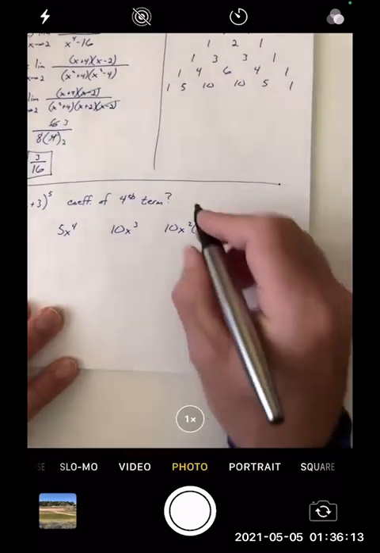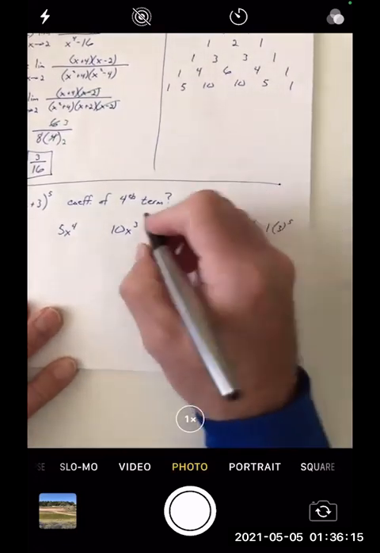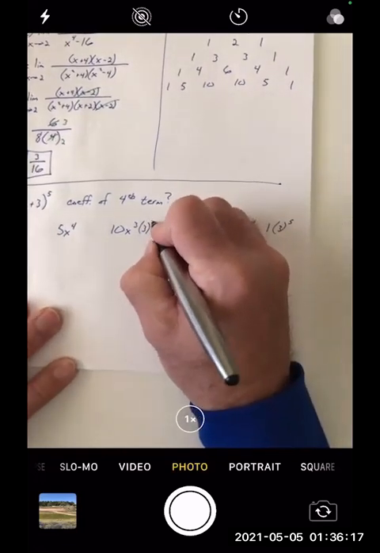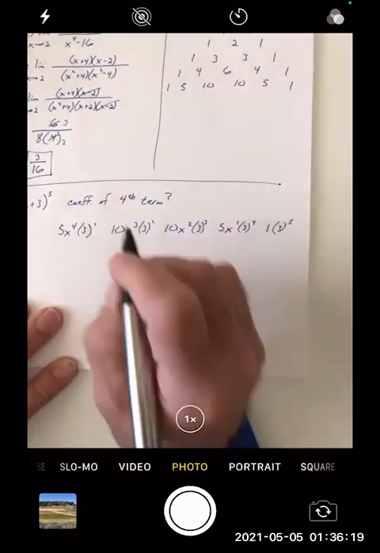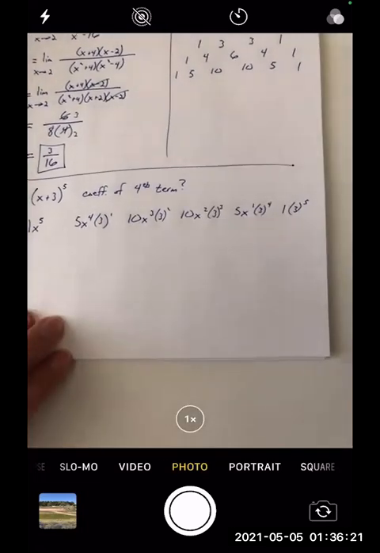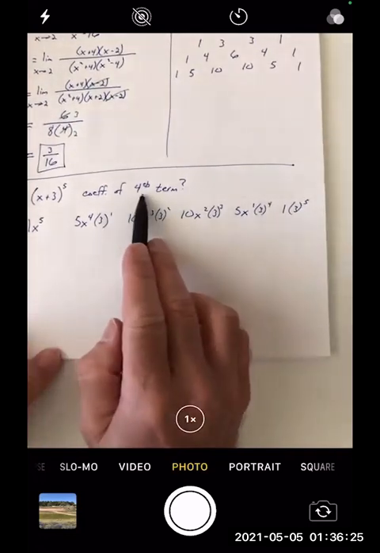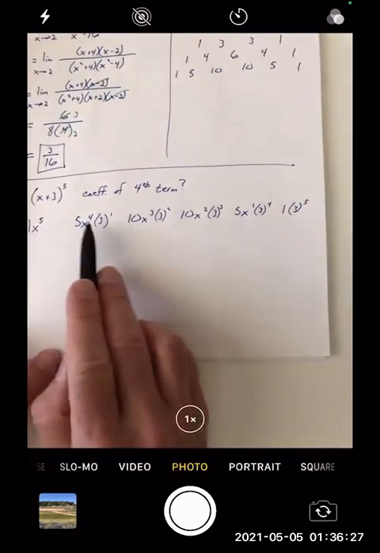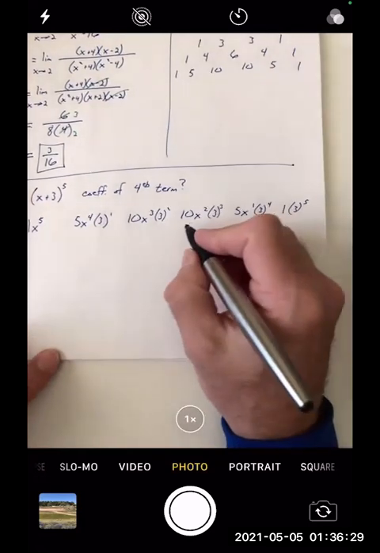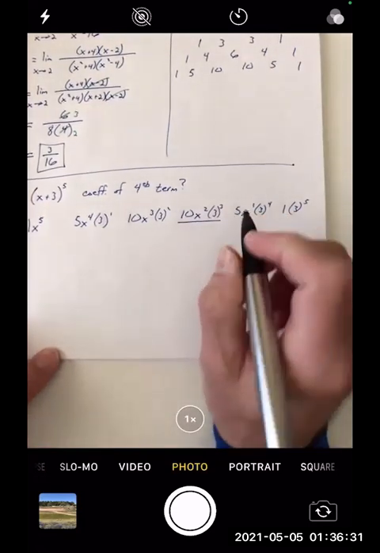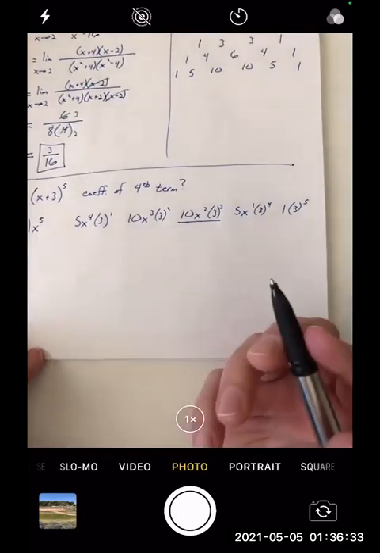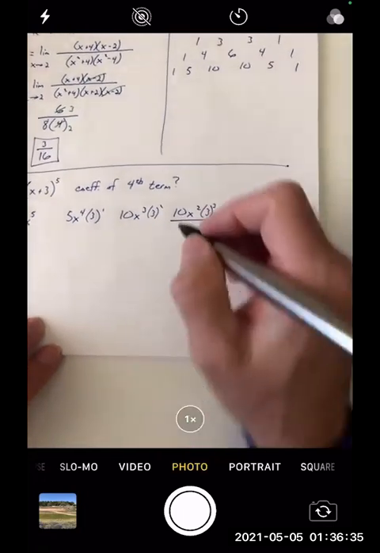So the fifth, the fourth, the third, the second, and the first, and then you run out again. So we're only interested in the fourth term. So 1, 2, 3, 4. So this one. I mean, you can work out all the other ones if you want to, but if you only want the fourth term, let's just stick with that.